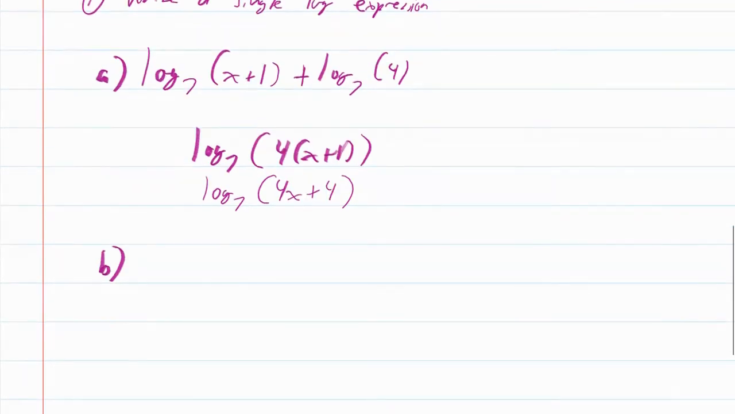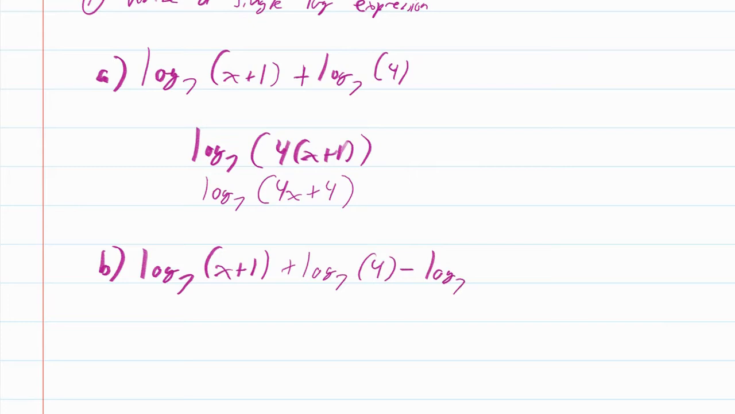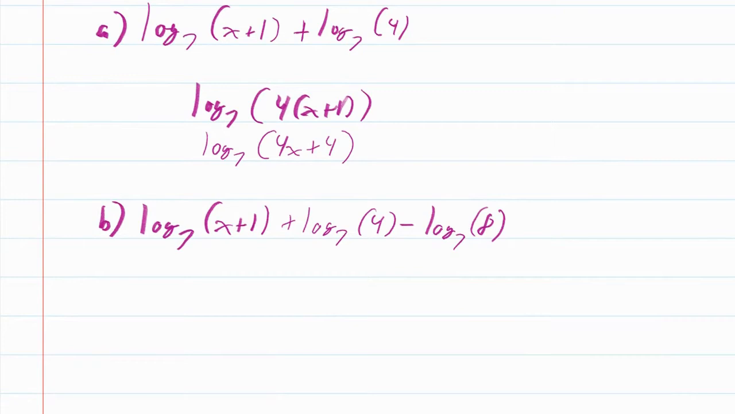If I want to do another one, let's do the log base 7 of x plus 1, plus the log base 7 of 4, minus the log base 7 of 8. So what's happening here is that two of them are being added and one's being subtracted.